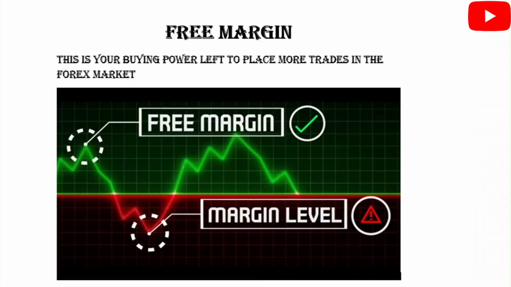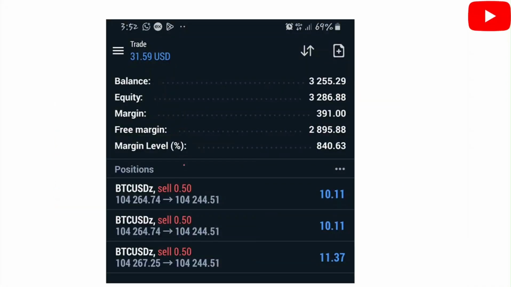This is free margin. Free margin is the buying power left for you to place more trades in the forex market. For example, if you see this free margin, you have 2,895 more positions to enter in the market. As this is reducing, your buying power is also reducing. So you need to be monitoring this free margin for it not to go below 100, because if you go below 100, you start seeing margin call.